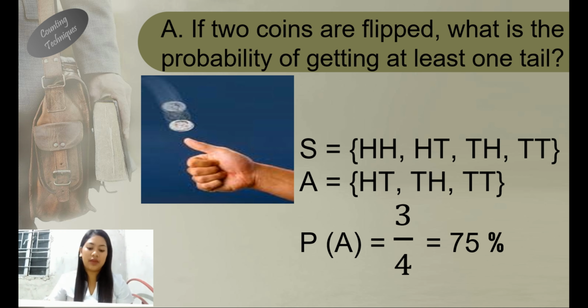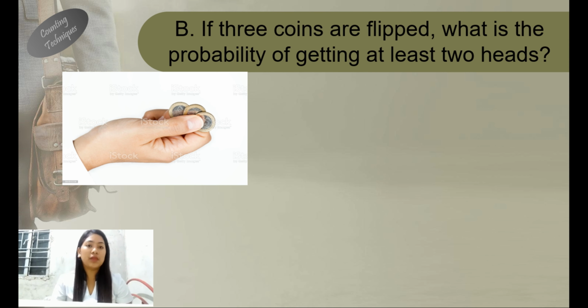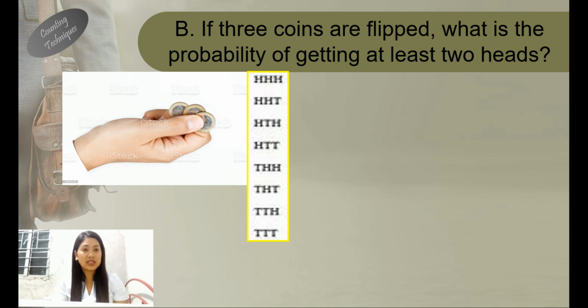Let's have the second event. If 3 coins are flipped, what is the probability of getting at least 2 heads? Like what we have mentioned earlier, we have 8 possible outcomes or events. We have HHH, HHT, HTH, HTT, THH, THT, TTH, and TTT.